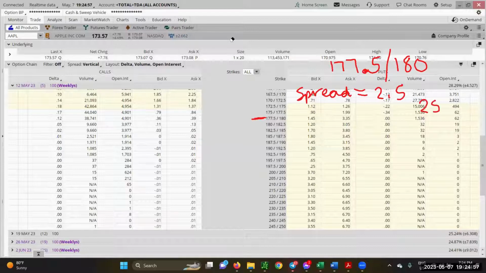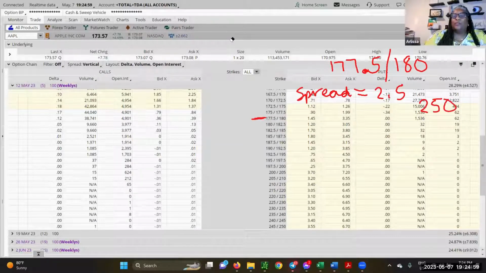$250, yes, Miss Jackie, coming on through. $250 is what you're gonna need for collateral.